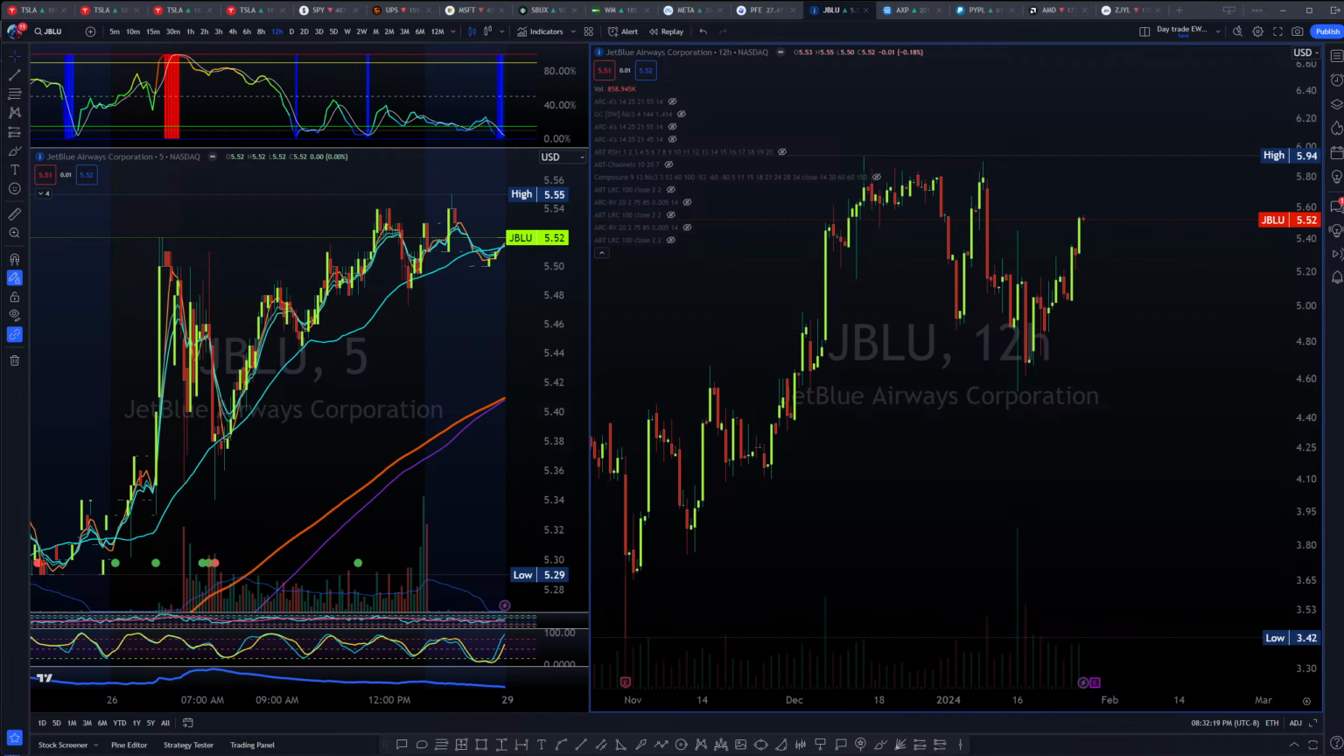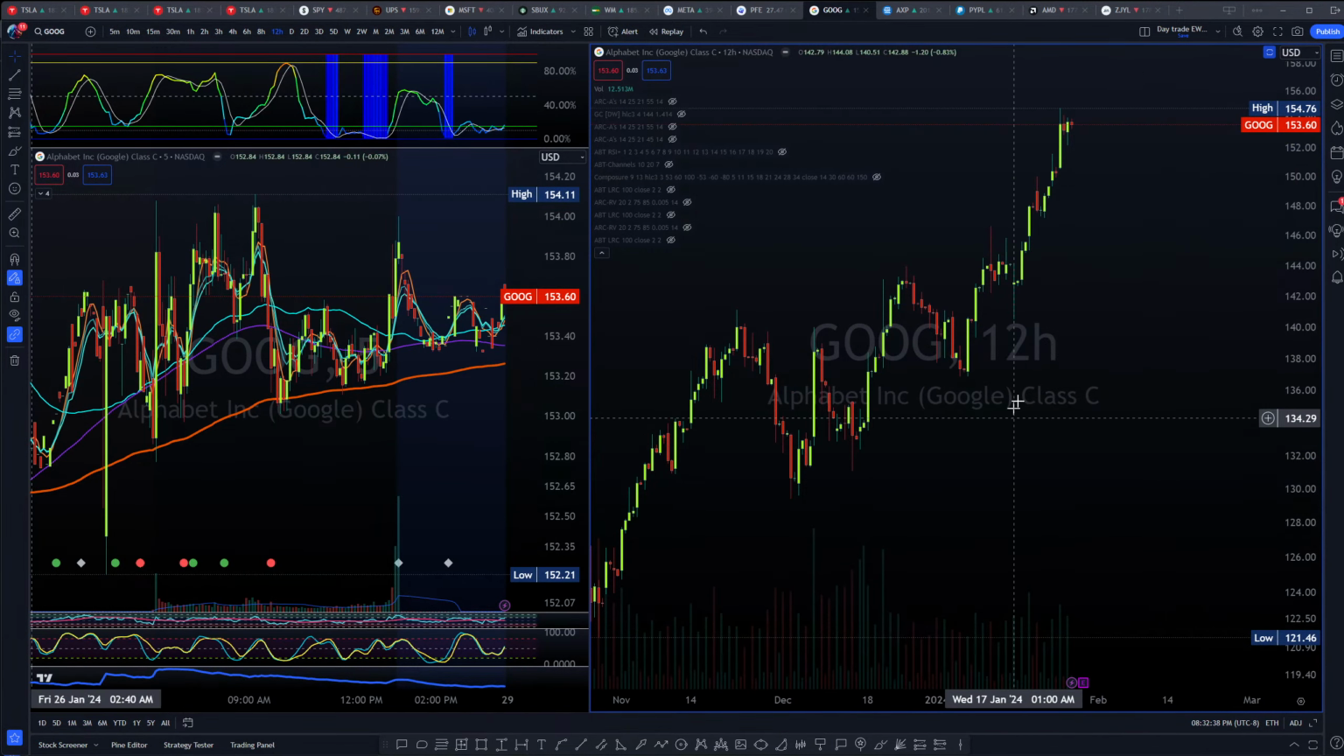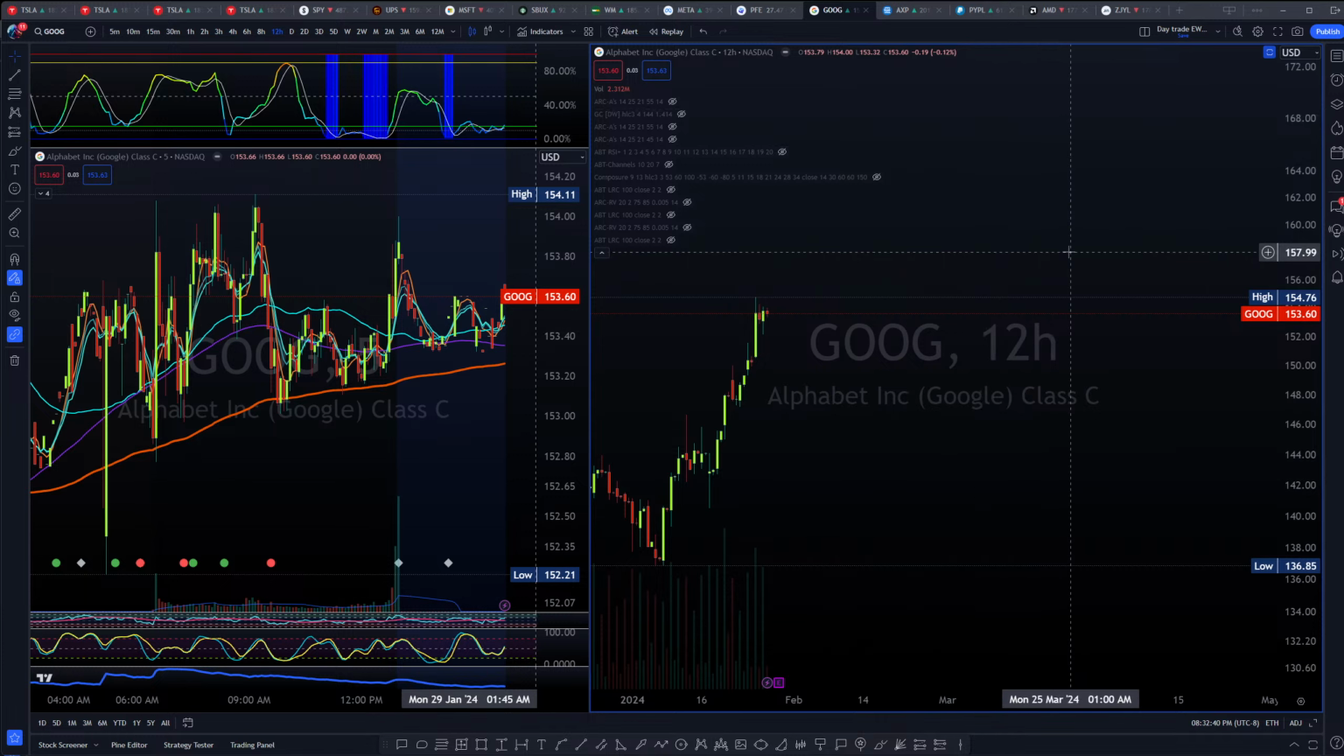Let's see. I went through my entire list already. Honestly, I think we have a good enough selection. And I forgot when Tuesday was after hours for Google, right? I never even loaded it. Let me do it here. So GOOG for Alphabet, and it usually is after hours, right? I'm pretty sure it has to be.